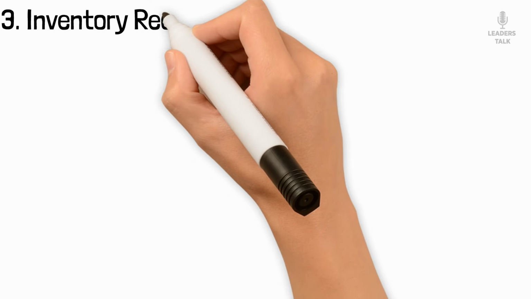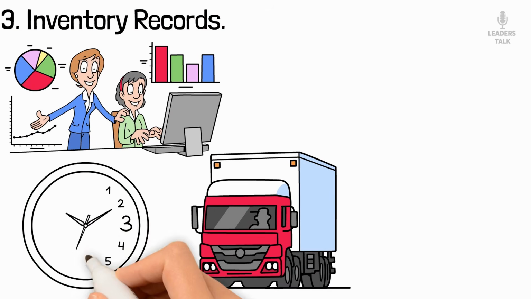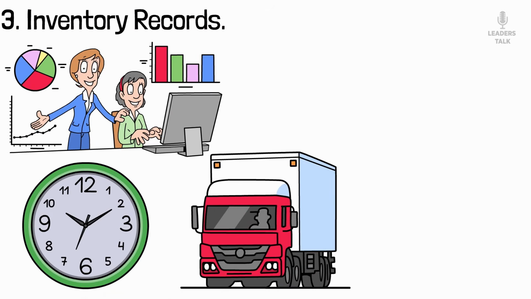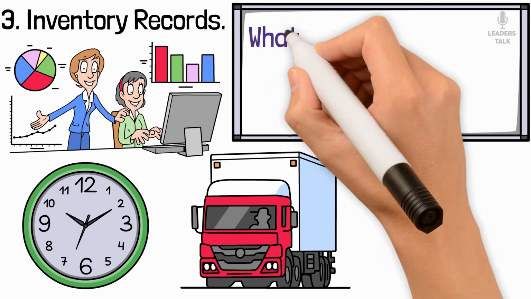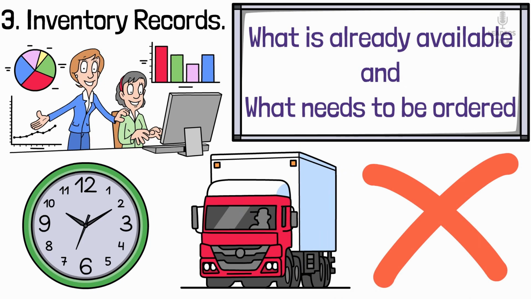3. Inventory records. This includes current stock levels, materials already ordered, and lead times, the time to receive materials. It helps MRP understand what is already available and what needs to be ordered. Without these inputs, MRP cannot function accurately.